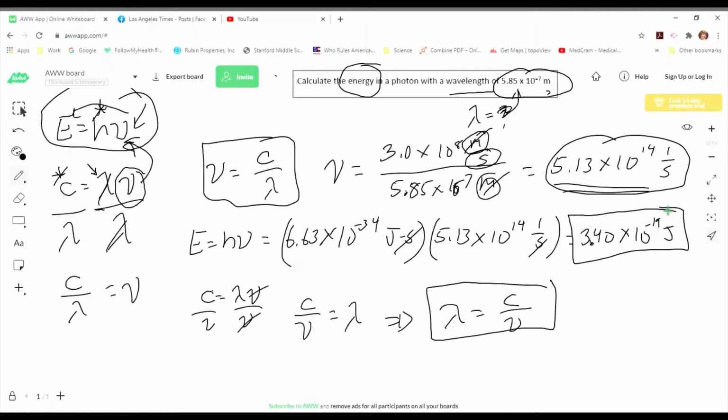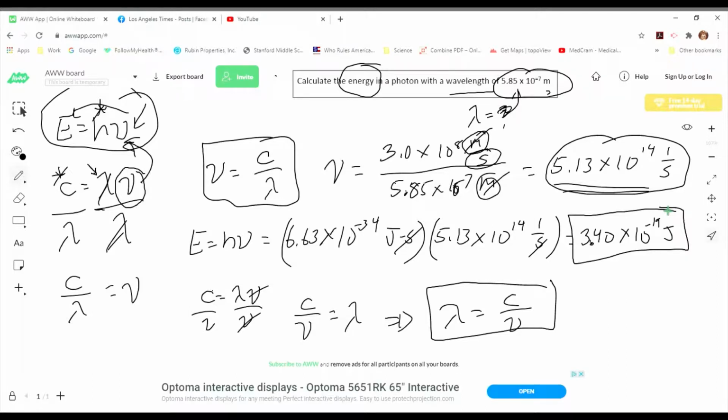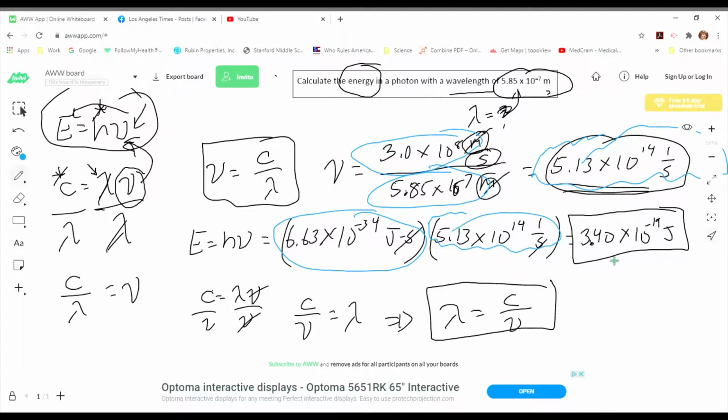Okay, so in order to calculate the energy from a given wavelength, we have to take our speed of light and divide it by the wavelength. That's going to give us a frequency. Then once we get a frequency, we can plug it into this equation, and that's going to take Planck's constant multiplied by our frequency, and that's going to give us our answer of energy in joules. Okay.